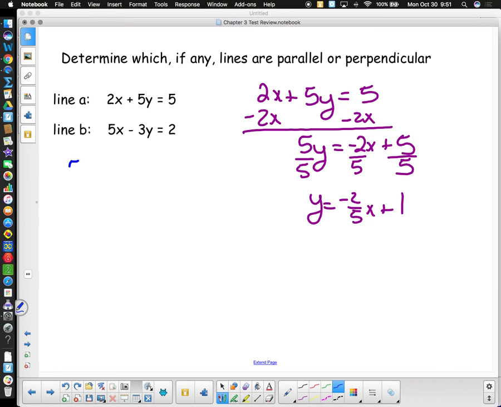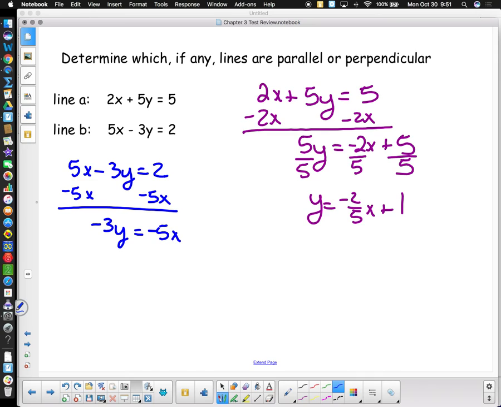Okay, for this one, 5x minus 3y equals 2. So subtract the 5x. I get negative 3y equals negative 5x plus 2. Divide by negative 3. y equals 5/3 x minus 2/3.